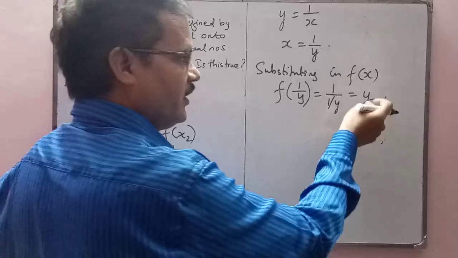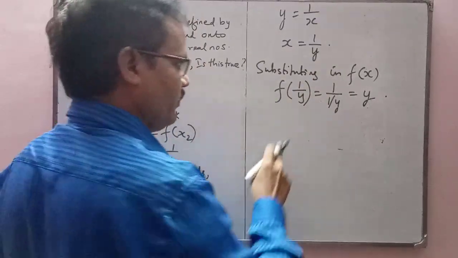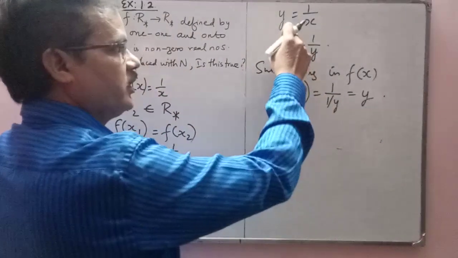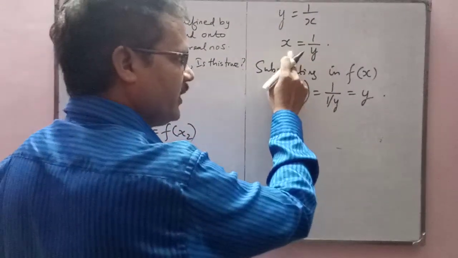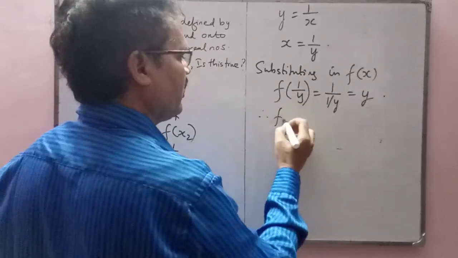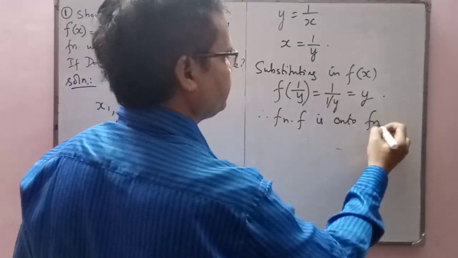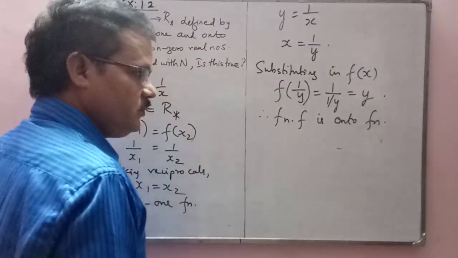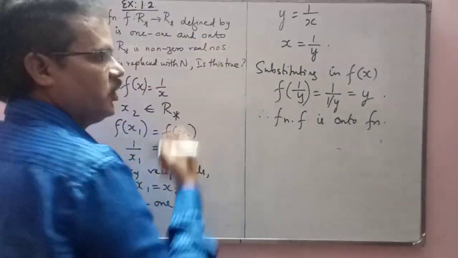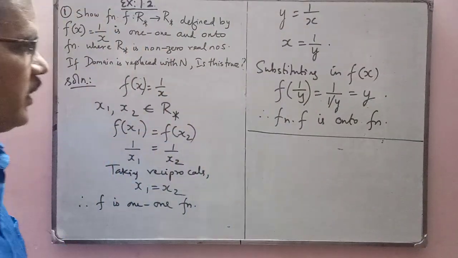So the particular element is an image of an element in x. This is how you have to do it. You take the equation as y, solve it for x, and substitute. If you are getting y, then you can write that therefore the function f is an onto function. That's it. So we have proved one-to-one and onto. Okay, the first part got over.